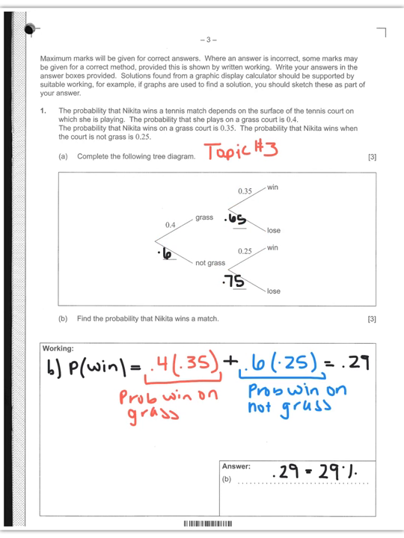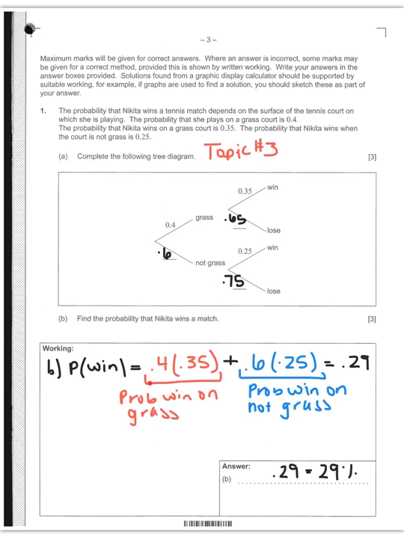So there's two ways this could happen. She could play on a grass court and then win, or she could play on not a grass court and then win. So because there's an or, we're going to add these together. And then we have a compound probability here. So the probability that she plays on a grass court times the probability that she wins on a grass court. And then we're going to add that to the probability she plays not on a grass court times the probability that she wins on not a grass court.